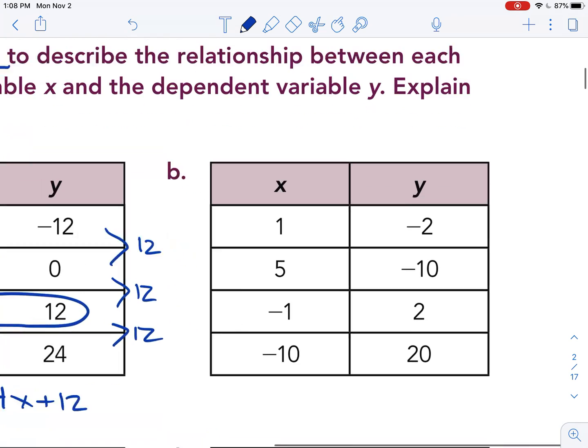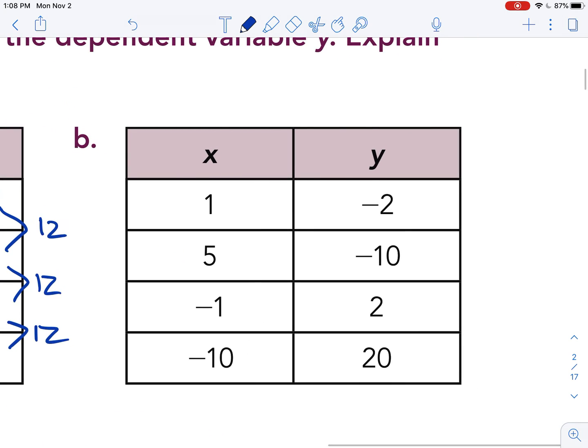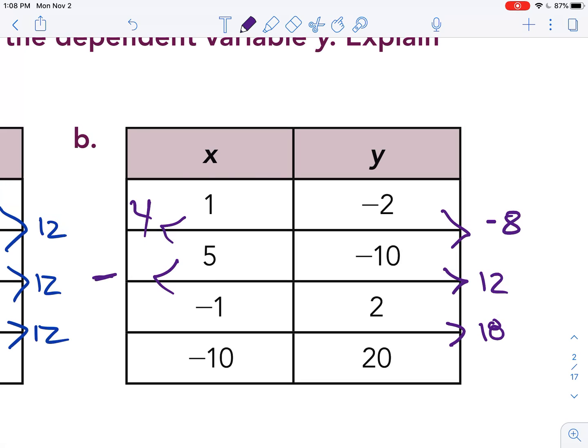Then over here, pick a different color. So this goes down by 8. This goes up by 12. This goes up by 18. Over here, this goes up by 4. This goes down by 6. This goes down by 9.